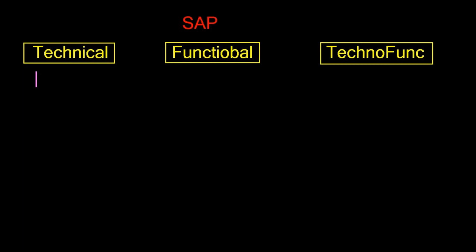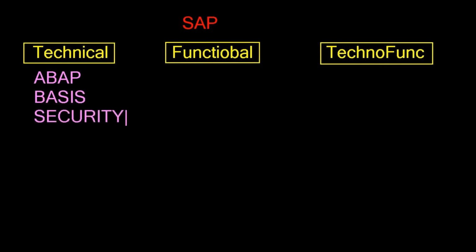If we take technical modules, ABAP is one of the technical modules, Basis is one of the technical modules, and Security is one of the technical modules. Coming to the functional modules, SD is one of the functional modules. Functional spelling mistake, you can correct this one. FICO, HR, MM, PM, QM. These are some of the functional modules.